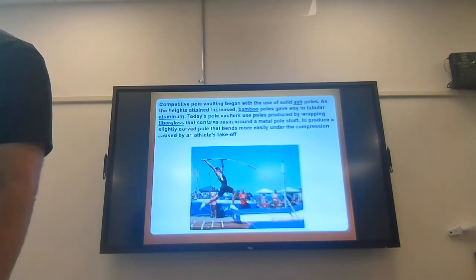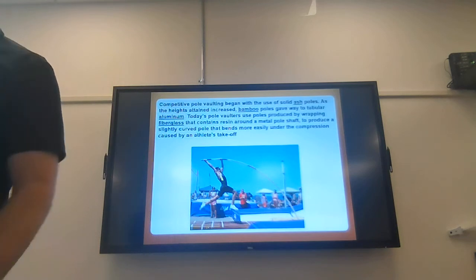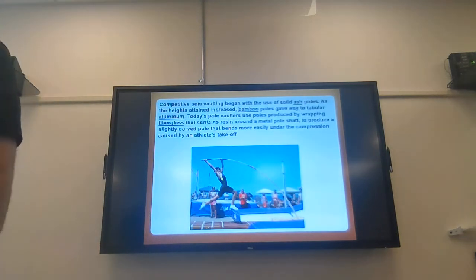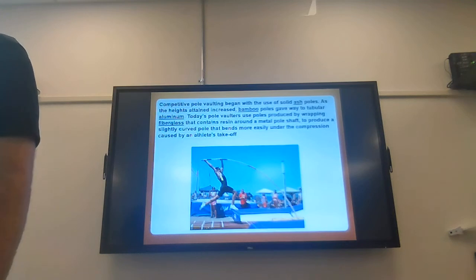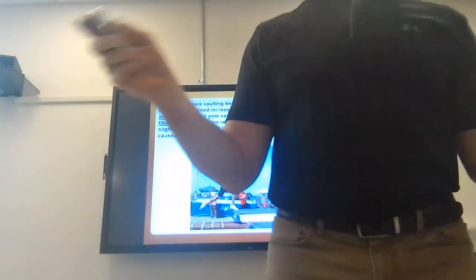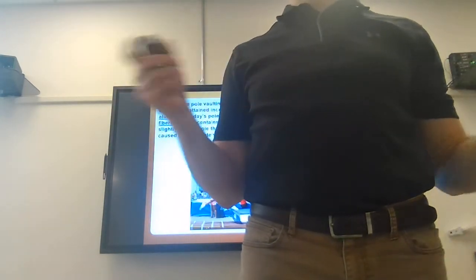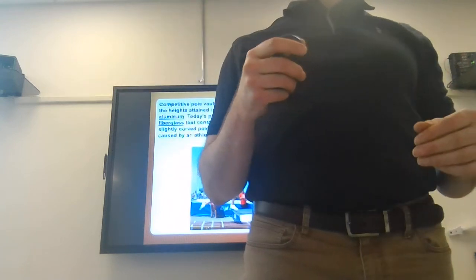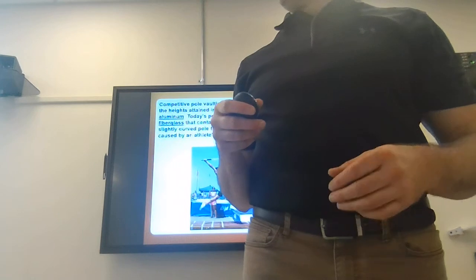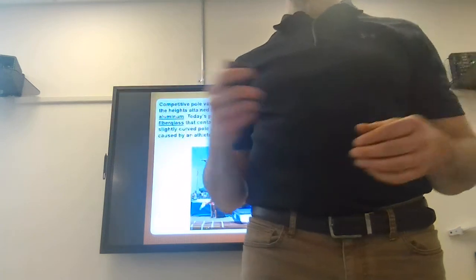Pole vaulters are also generally pretty fast people. So think about energy transfer. Why would you want to do some sprint training if you're a pole vaulter? Yes, you're exactly right. All that horizontal velocity is transferred into vertical displacement on your takeoff. So if you have two pole vaulters that are equal in skill and all other aspects, and one of them is faster, that one is going to be a better vaulter just because of the potential for energy to transfer from horizontal to vertical.